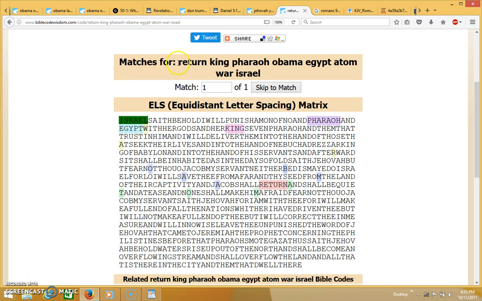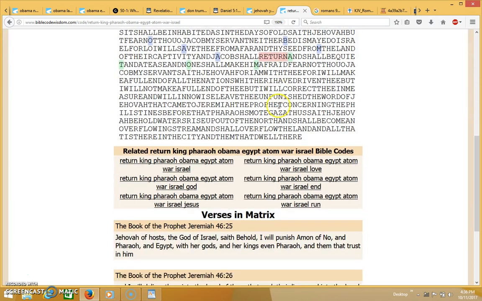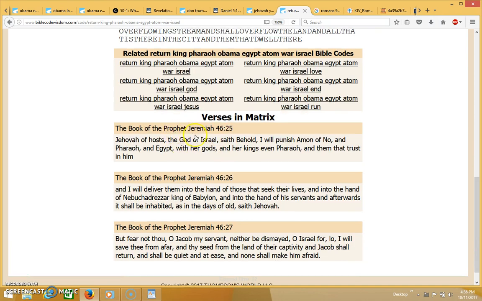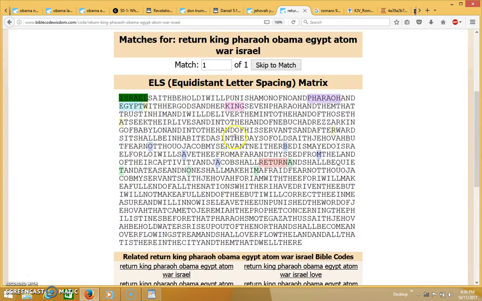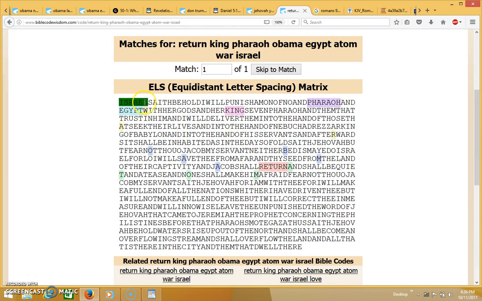Okay, so now I want to show you another table that I had done some time ago, and this is another one that I haven't shared yet. And this one reads, Return King Pharaoh, Obama, Egypt, Adam, War, Israel. And this comes up in Jeremiah 46. And as you can see, it has Israel over here, right on top of Egypt.